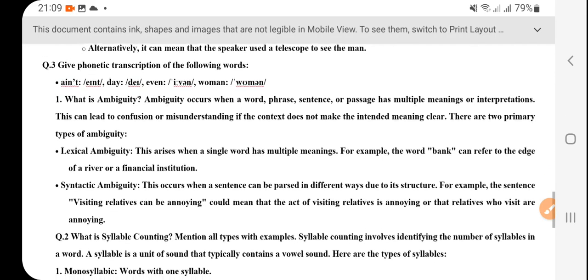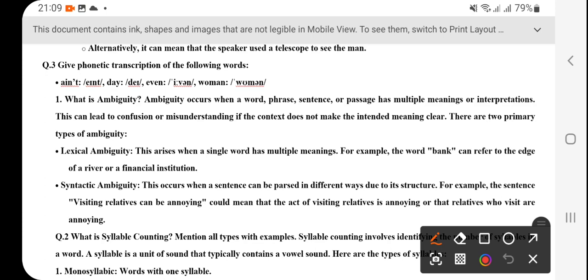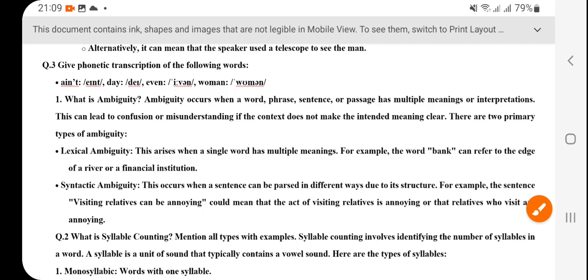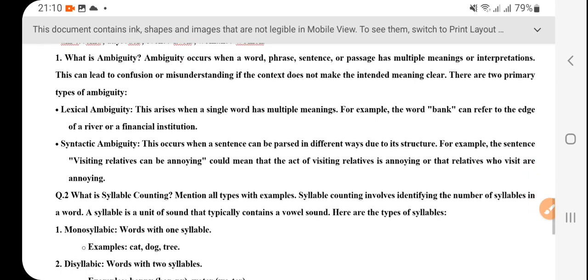Now next question is give phonetic transcription. So here int, right? Int, it's int, right? It's d, d, right? Even, woman, right? Like this.